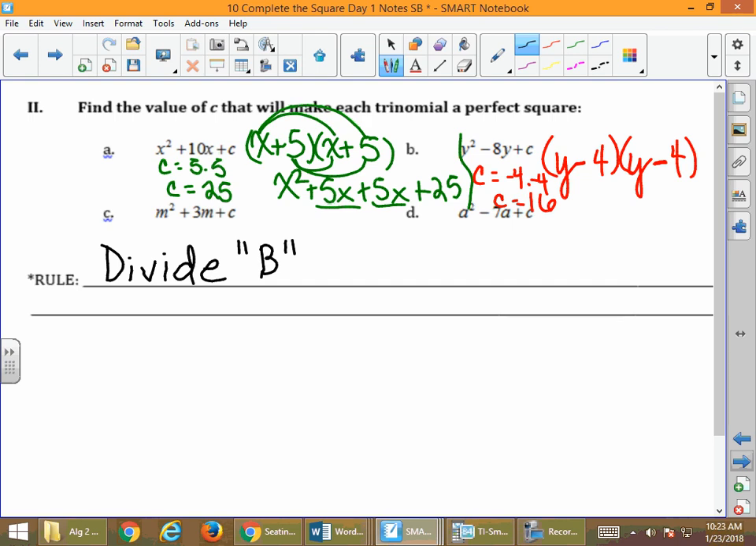Divide B by 2. 10 divided by 2 is 5. Negative 8 divided by 2 is negative 4. Then what did we do? And we squared it. Square that value. B divided by 2, then square it.